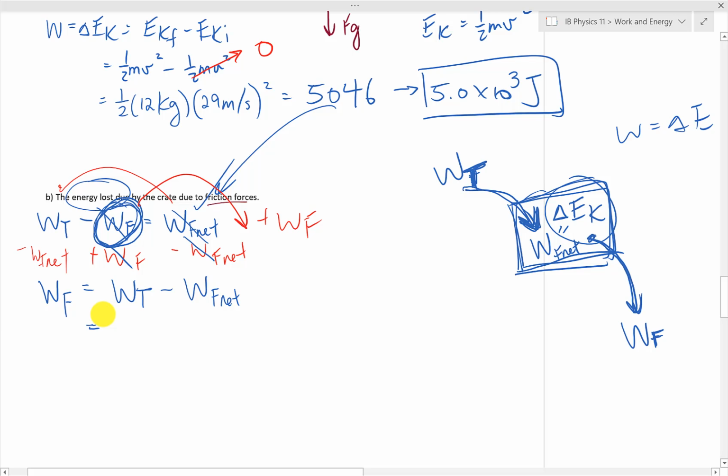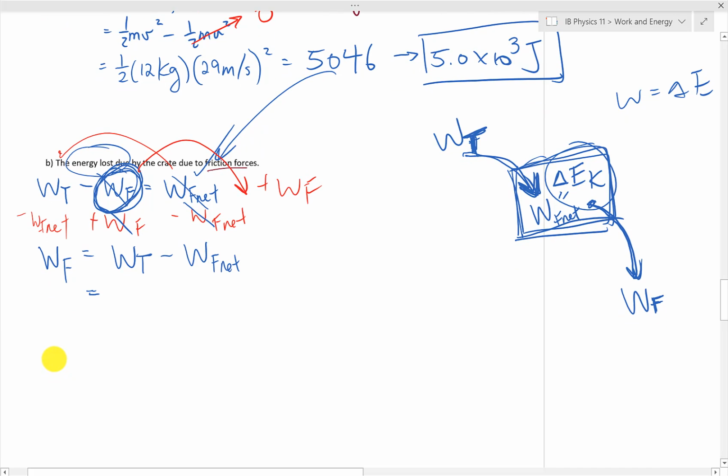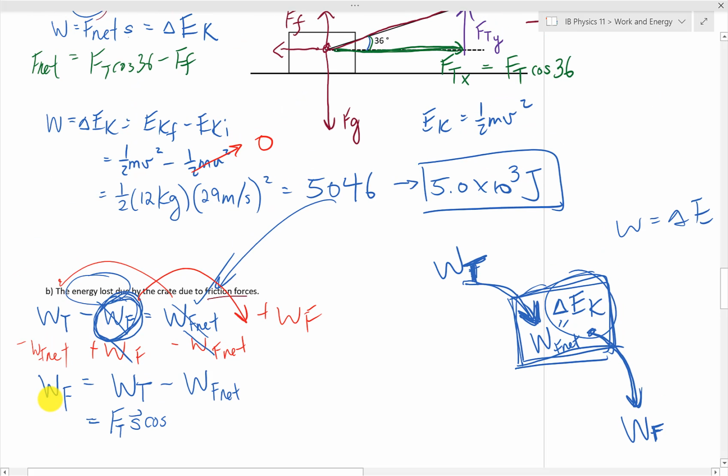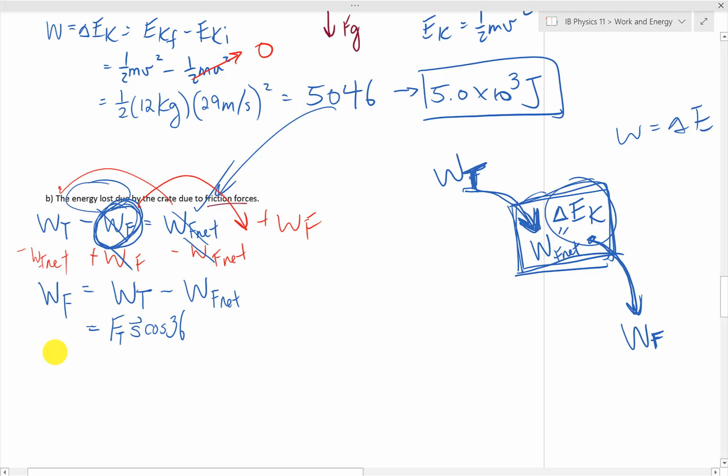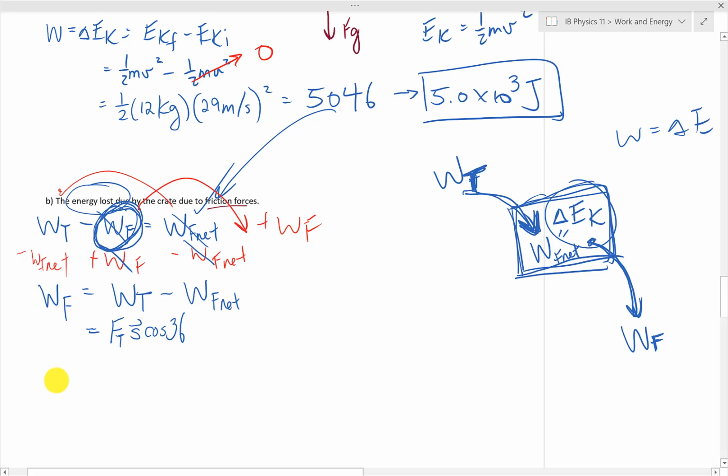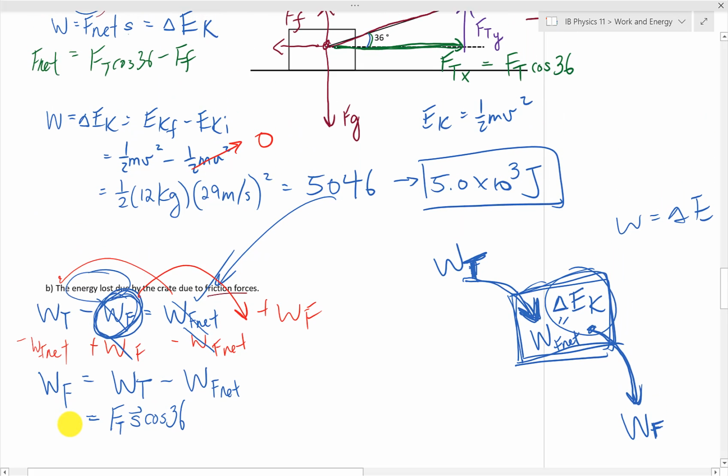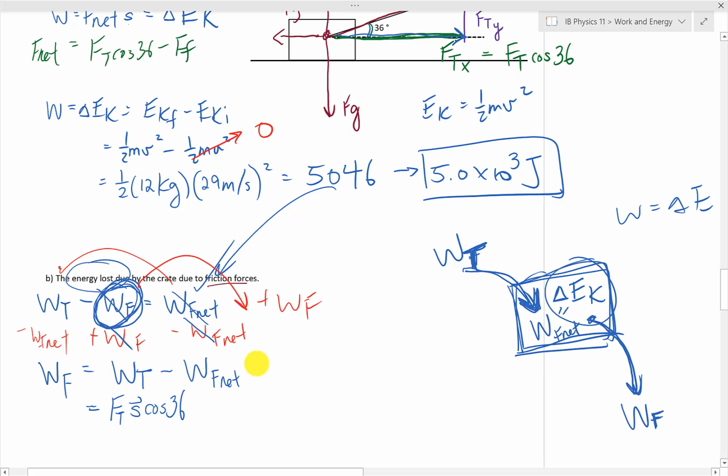So let's write a few things down. We know the work done by tension forces is the force of tension times the displacement and times cosine theta, which is 36. This one I need the cosine because my tension force is applied at an angle. Only the horizontal component is going to do any useful work. And we know the W F net was found in our previous question. We can just subtract that.